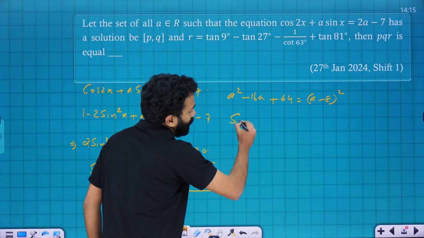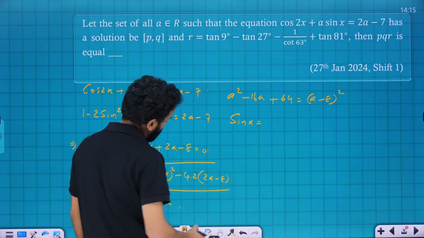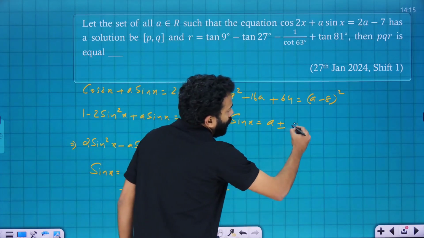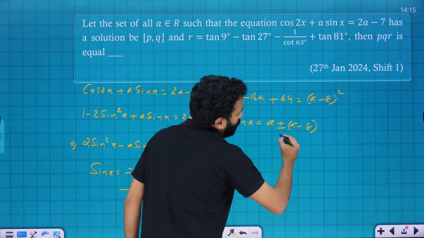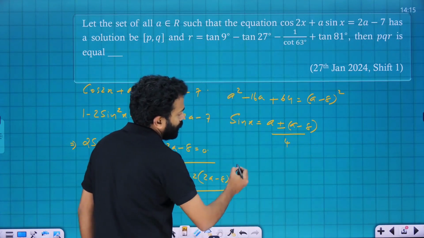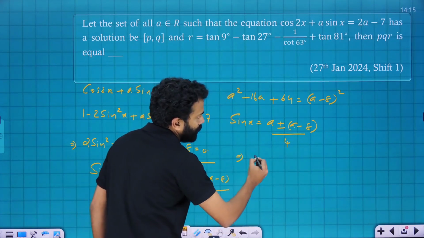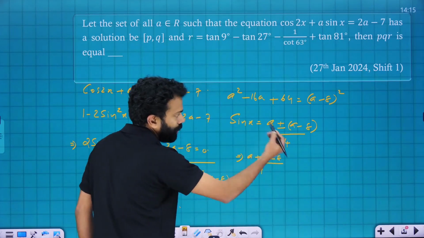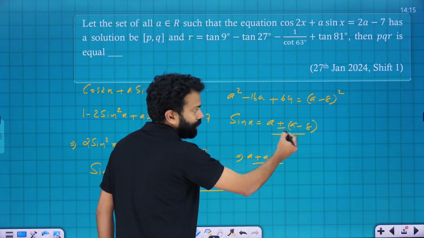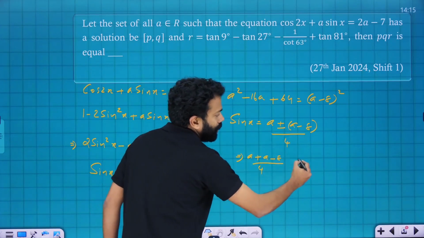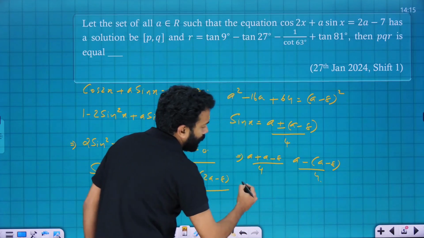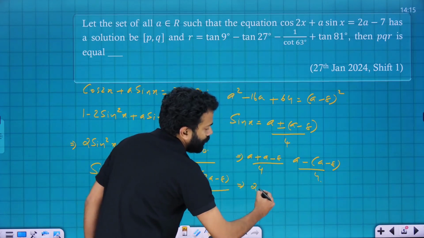Therefore, we can rewrite it like sin x is equal to a plus or minus a minus 8 divided by 4. You will get two values since it's a quadratic equation. Therefore, the first value will be a plus a minus 8 by 4. And what will be the next equation? A and a will get cancelled if you apply minus. That is a minus of a minus 8 by 4. And this becomes 2a minus 8 by 4.